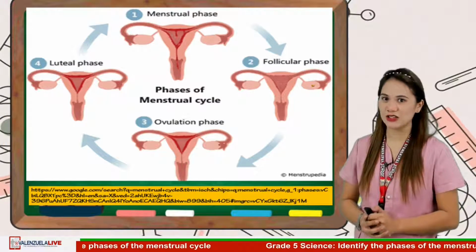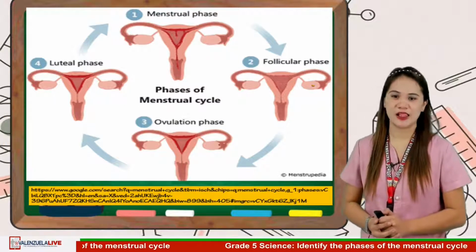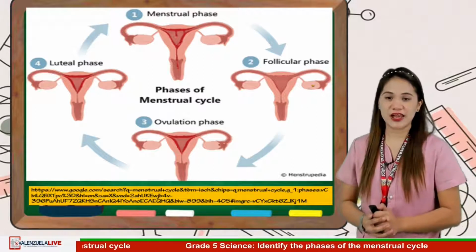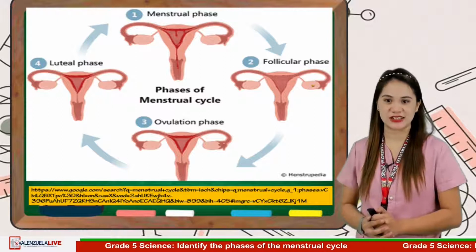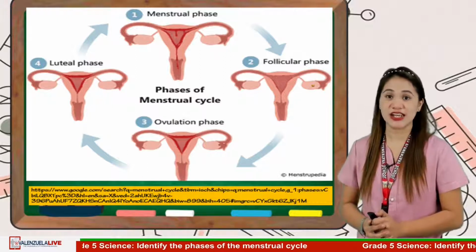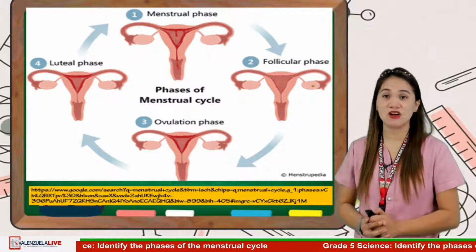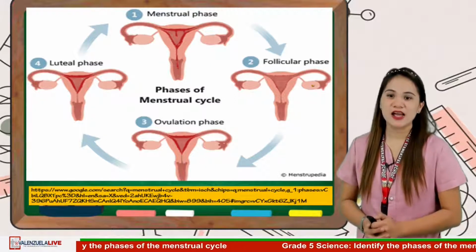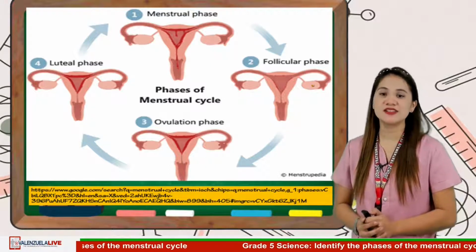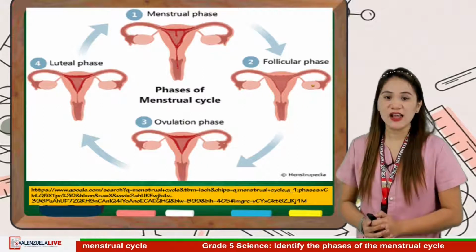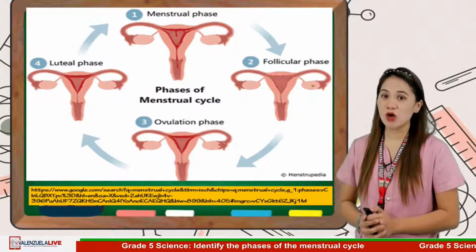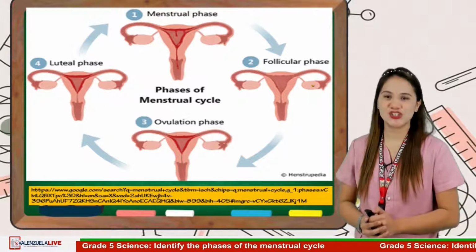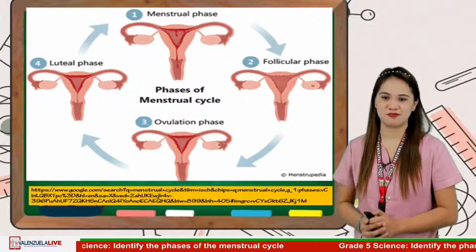Let's proceed now to the last phase. The last phase of the menstrual cycle is the luteal phase. It actually occurs on day 15 to 28 of the menstrual cycle. This phase begins on the 15th day and lasts until the end of the cycle. The following events occur during this phase.